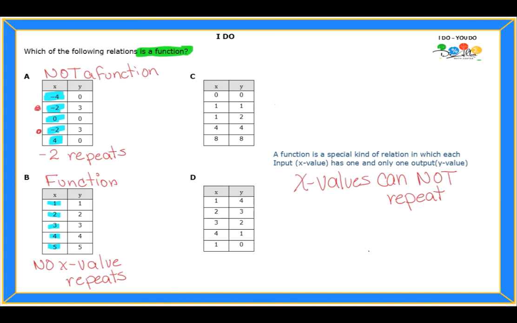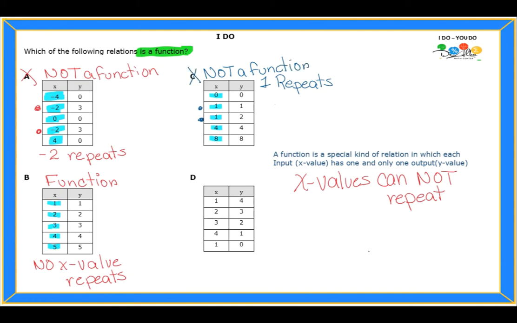So let's look at letter C, just to confirm that A cannot be an answer. So far it looks like B is my answer. So let's see. Let's highlight my x values. And the same question, do you see any x value repeating? And the answer is yes. What value do I see repeating? 1 repeats. And if 1 repeats, this means this is not a function.